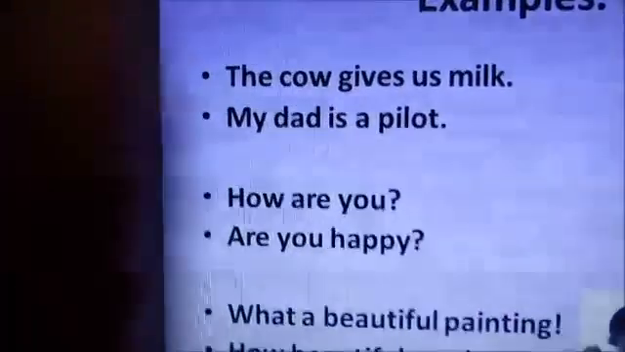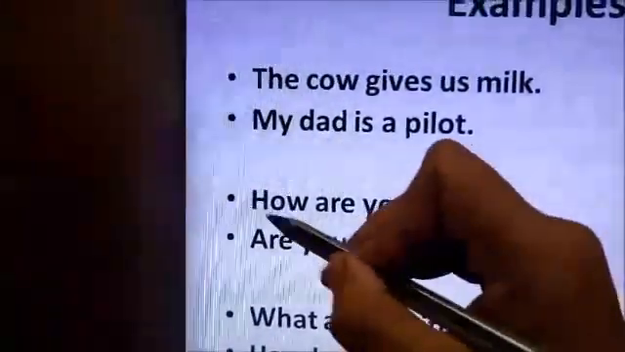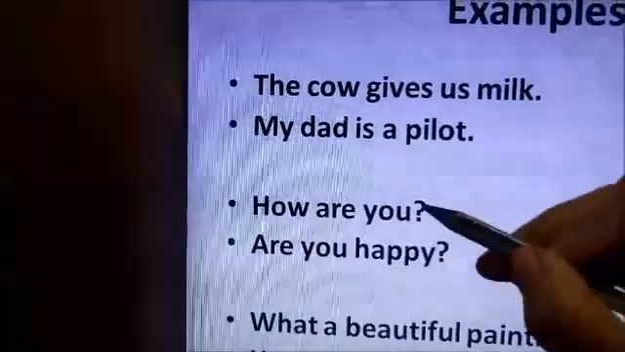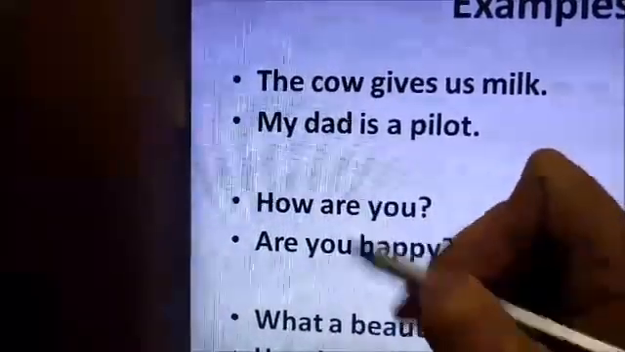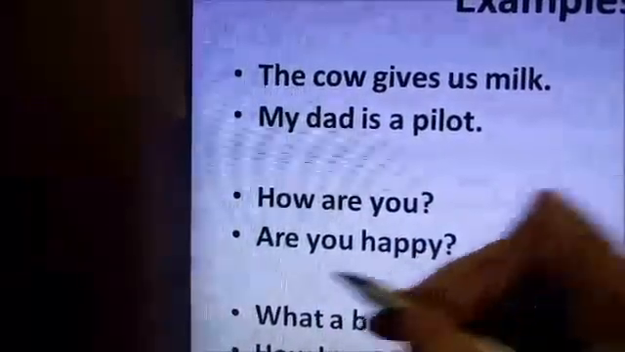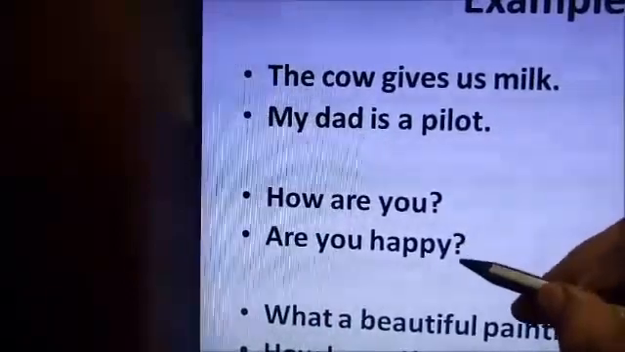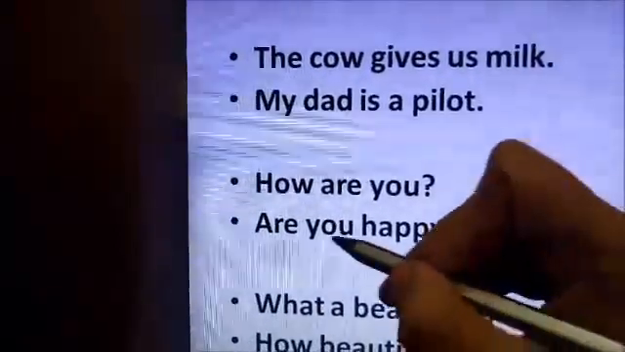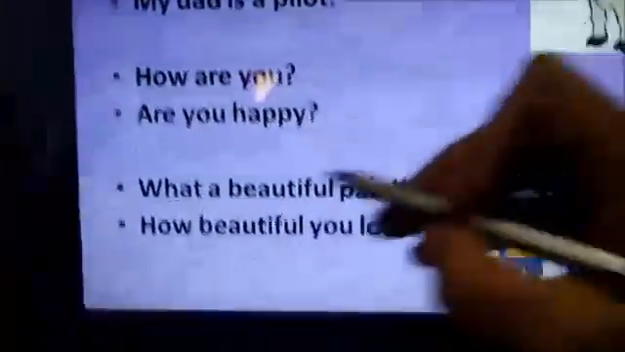Now look at the next type of examples. How are you? It begins with a capital letter H, ends with a question mark and the verb is are. Are you happy? It begins with the capital letter A and it ends in a question mark and the verb here is also are.